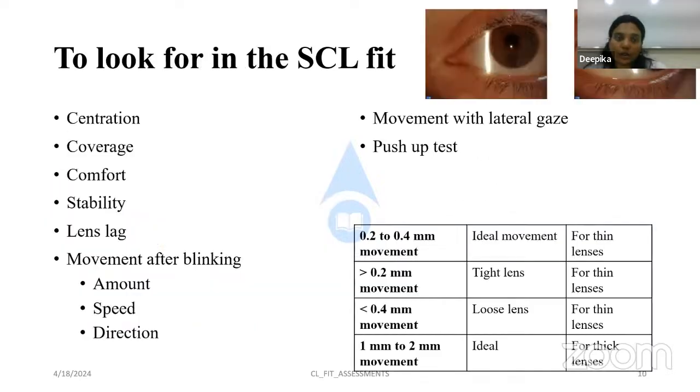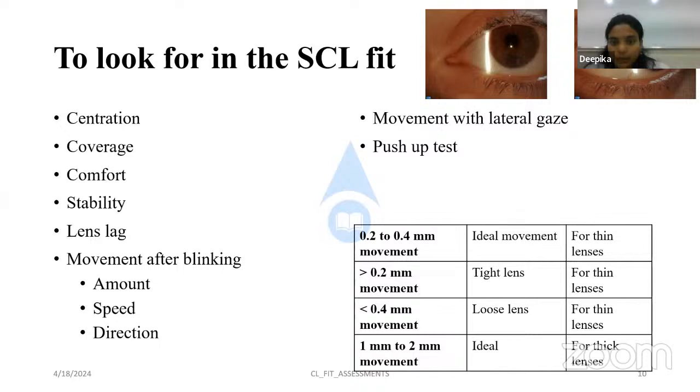To look for soft contact lenses, first we have to see the centration and corneal coverage, which is limbal coverage, comfort of the patient, stability of the lens, lens lag, and movement on blinking, which includes amount, speed, and direction. Then movement with lateral gaze and the push-up test. Based upon the movement, 0.2 to 0.4 mm movement is an ideal movement for thin lenses.